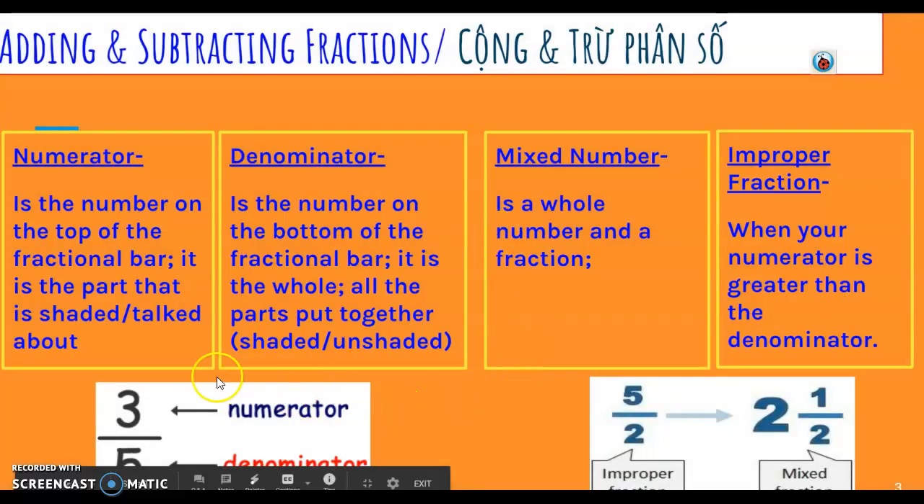Okay, just please look at this. I'll give you a couple of seconds to look at this so you can review what you have learned in 3rd and 4th grade about fractions.